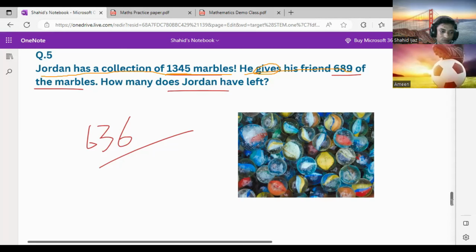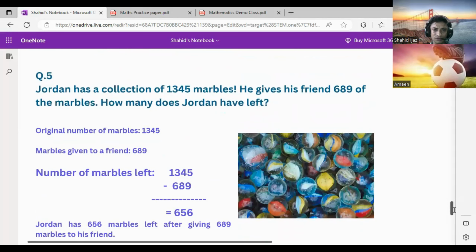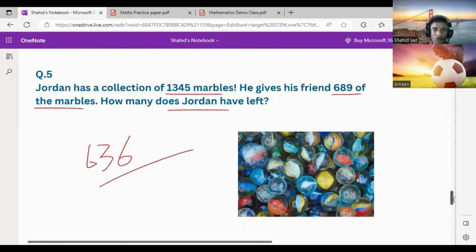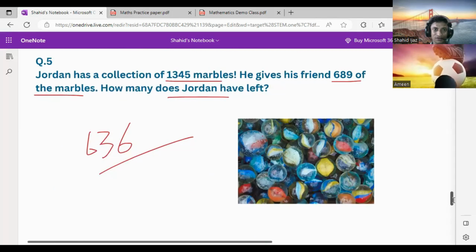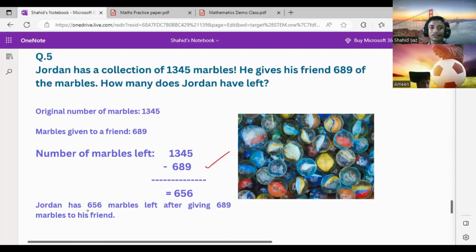Okay, 636. Wait a minute. Sorry, no, I wrote 656. I read something else. Okay, good. And we have to write at the end that 656 marbles are left over after giving 689 marbles to his friend.